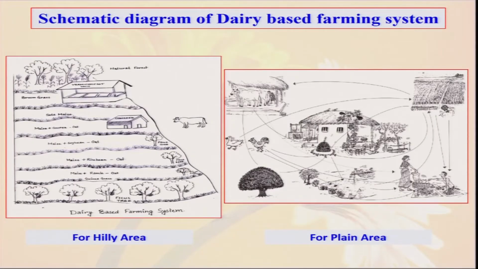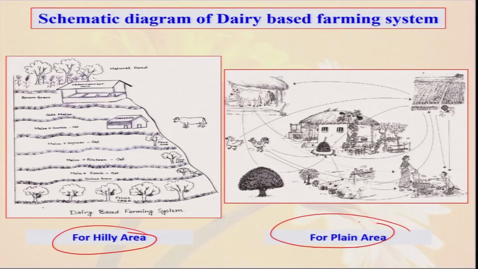This is a schematic diagram of the dairy based farming system. This one is for the hill area, and this is for the plain area. If you see at the top, we have kept the natural forest. After that, we have put some grass units so that our soil loss will be less. After that, there is the cow shed.